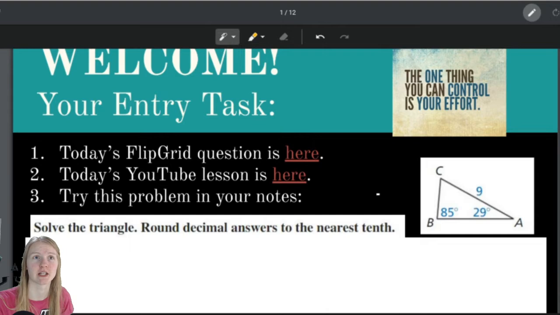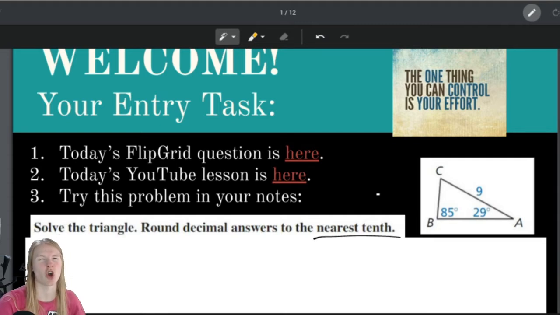You have already found today's YouTube lesson, and now try this problem in your notes. And then unpause the video and do it with me. So, this problem asks me to solve the triangle and round decimal answers to the nearest tenth. That's important. Solve the triangle.